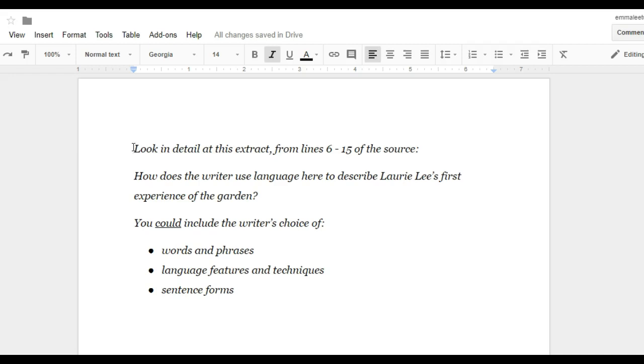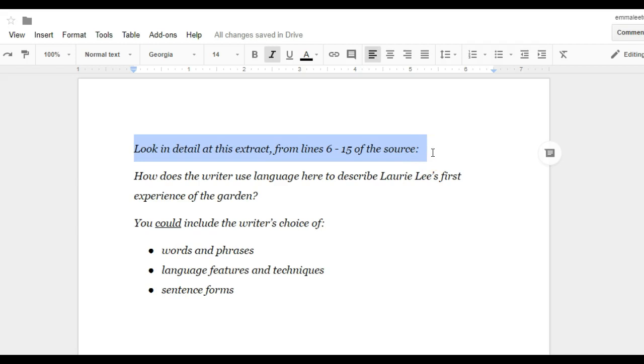So I think there are some things about the question I'll just talk you through that will help you understand what's going on, and about how you can also improve your answer. So it says, look in detail at this extract from blah blah lines. The extract's always printed for you, which is really cool.